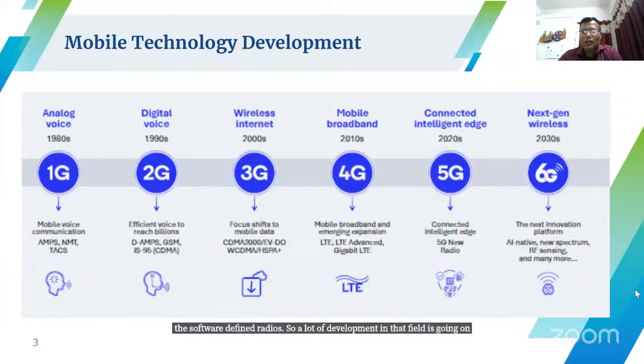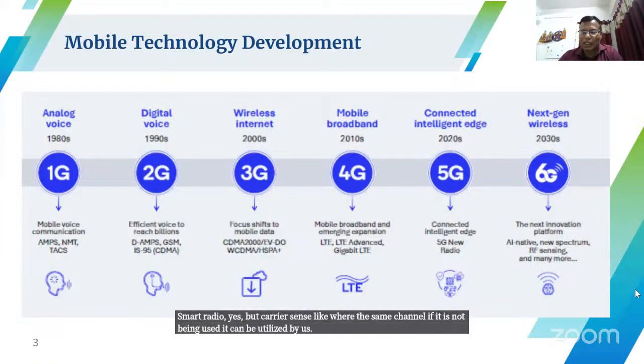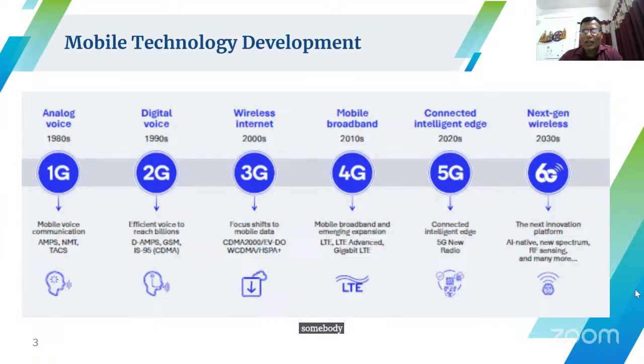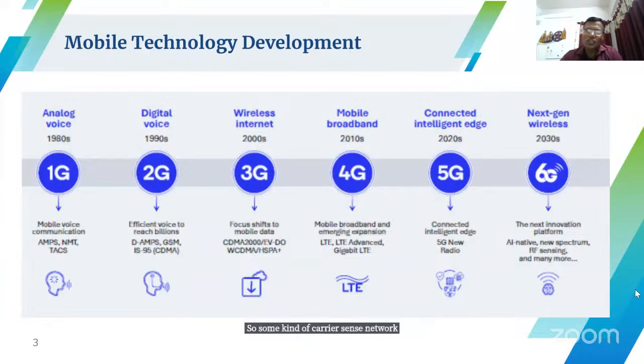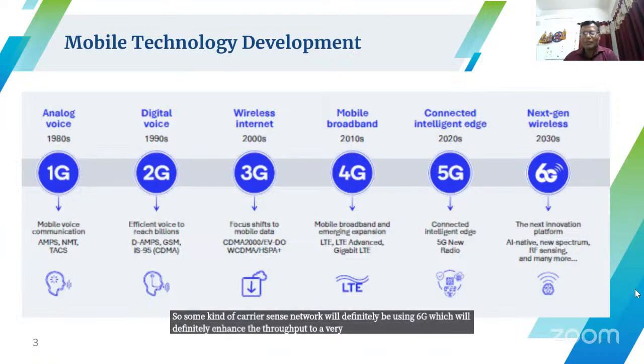There will be what we call smart radio, yes, but carrier sense, where if a channel is not being used, it can be utilized by somebody else. We all know that if we license a channel, 100% utility will not be there. So some kind of carrier sense network will definitely be used in 6G, which will definitely enhance the throughput to a very good extent.